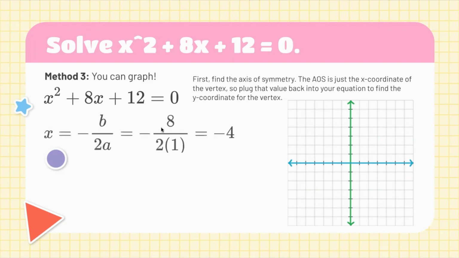So again, our axis of symmetry is negative b over 2a. Substitute your b value, which is positive 8. This would just be negative 8 divided by 2, which is negative 4.